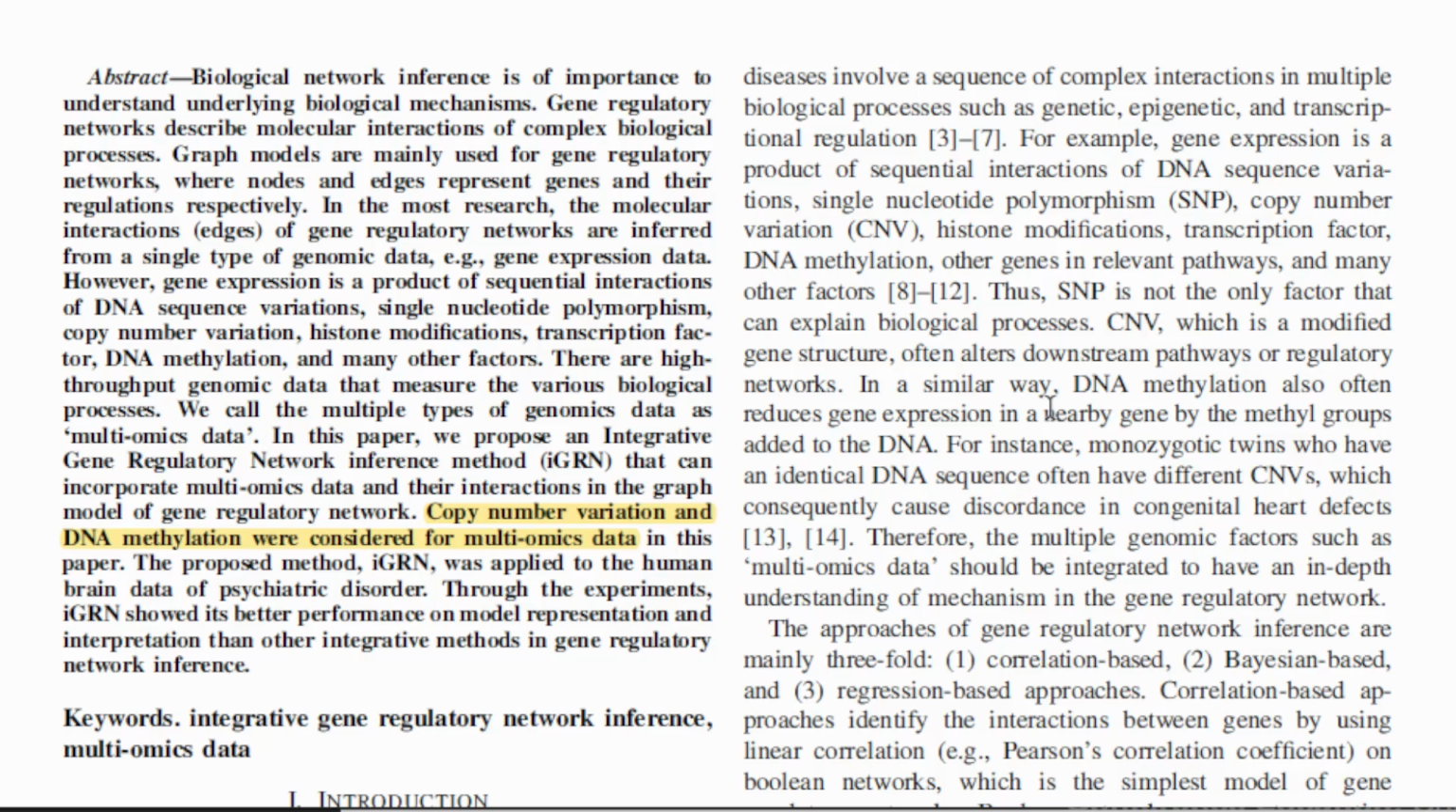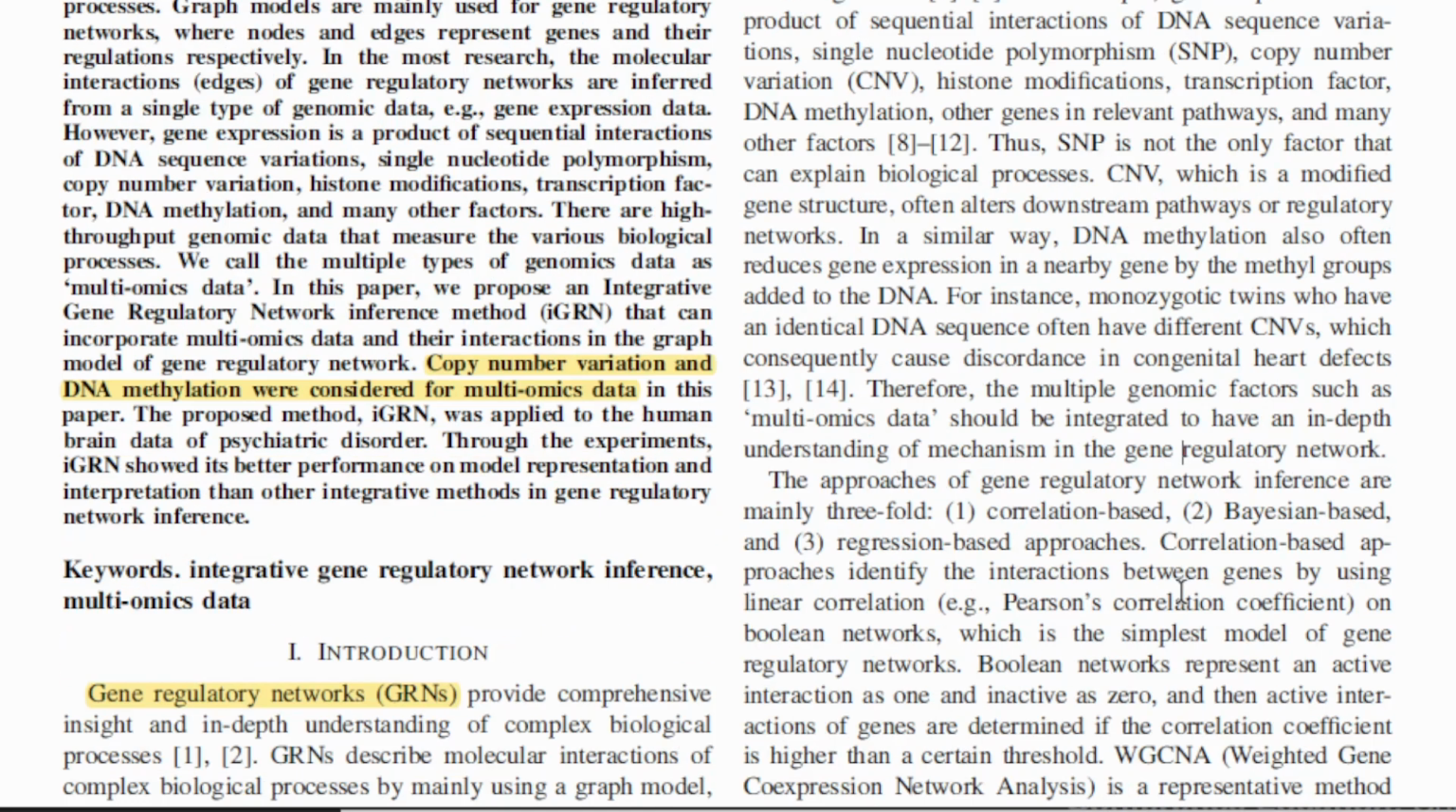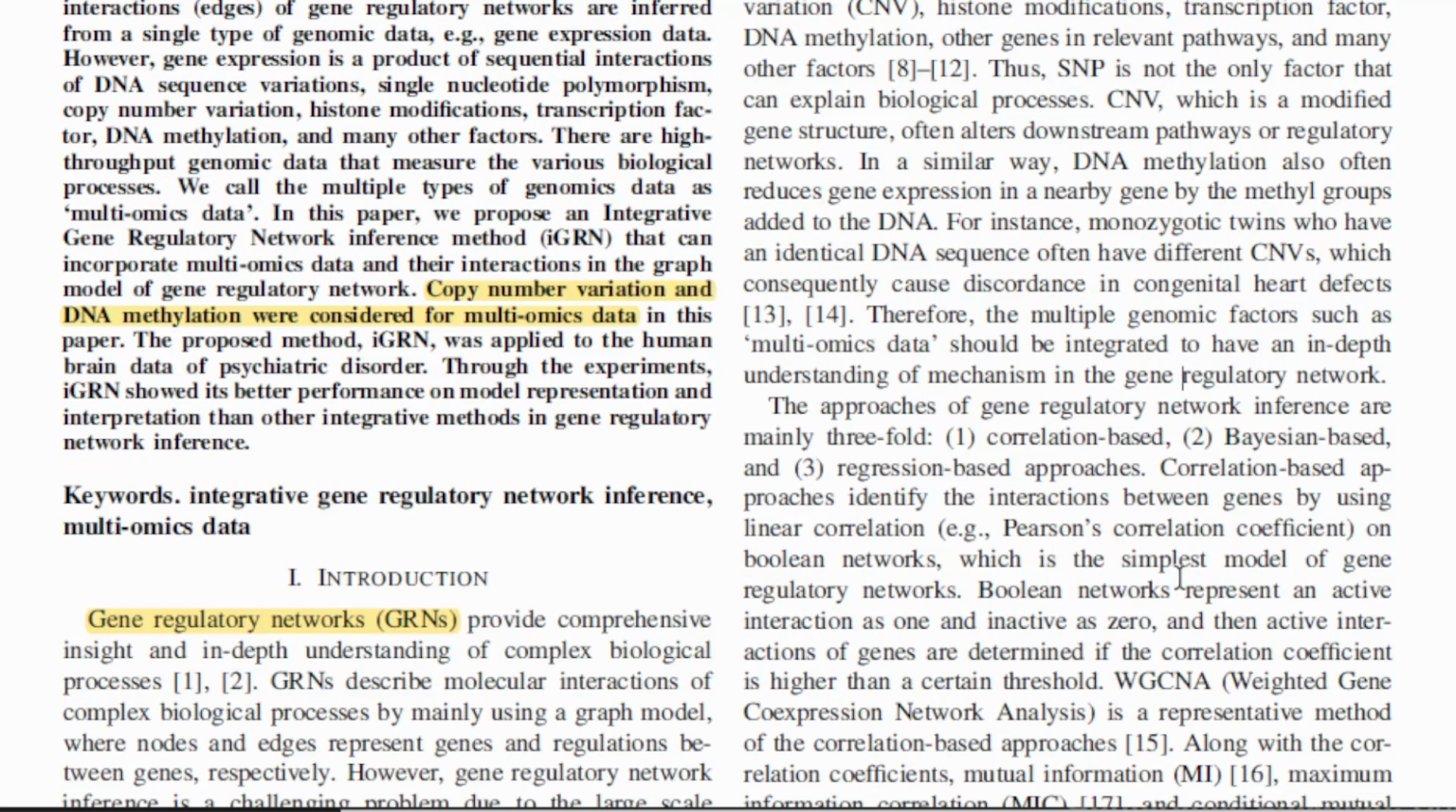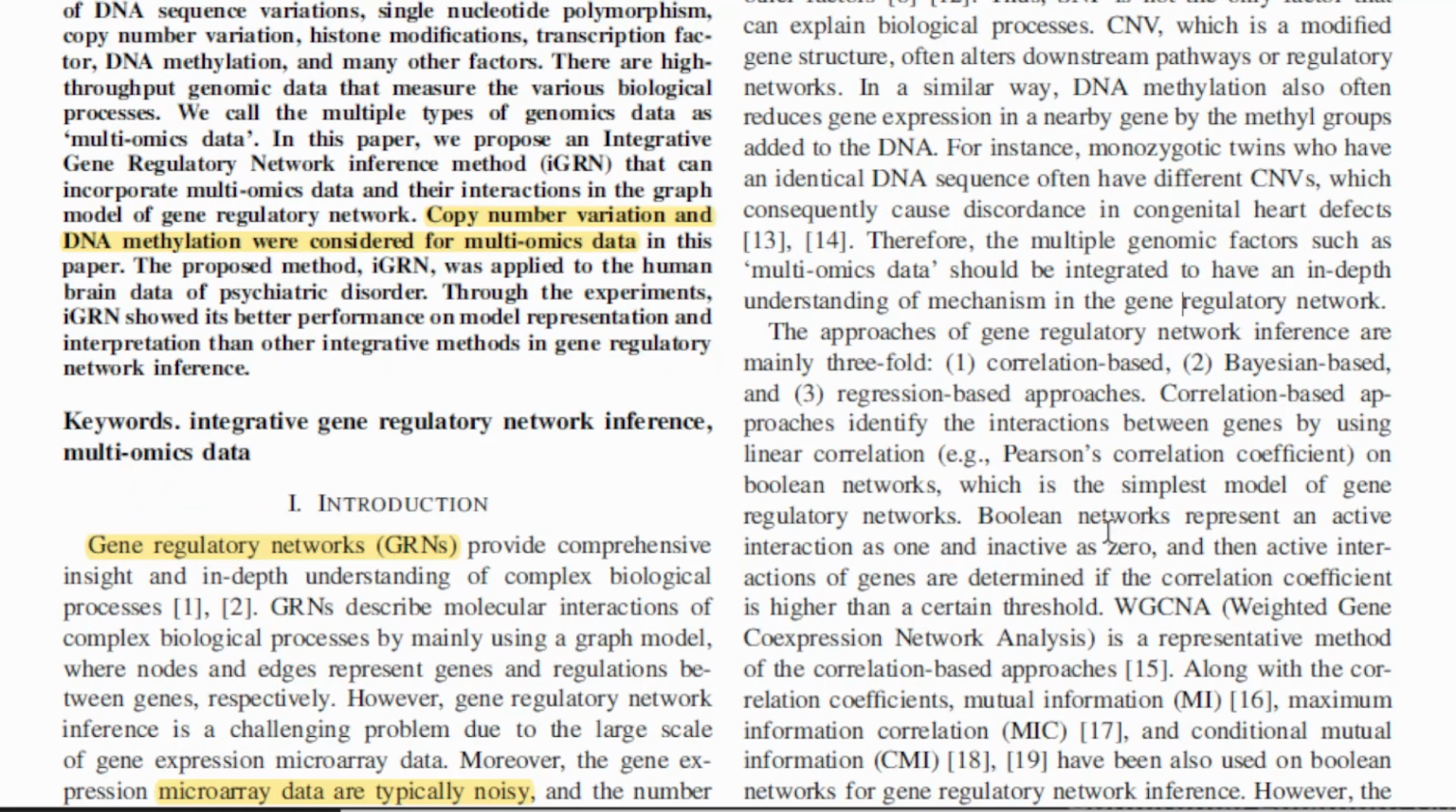Correlation-based, 2. Bayesian-based, and 3. Regression-based approaches. Correlation-based approaches identify the interactions between genes by using linear correlation, for example, Pearson's correlation coefficient, on Boolean networks, which is the simplest model of gene regulatory networks. Boolean networks represent an active interaction as 1 and inactive as 0, and then active interactions of genes are determined if the correlation coefficient is higher than a certain threshold.